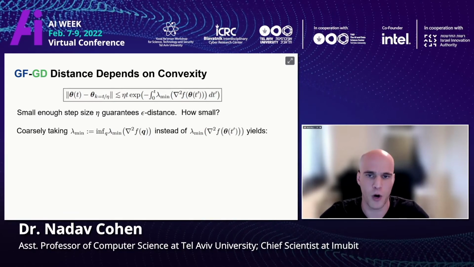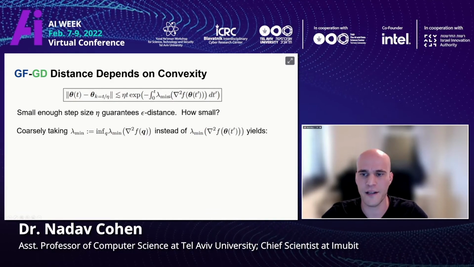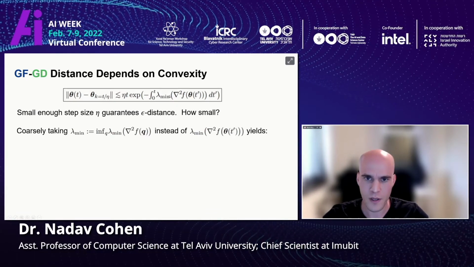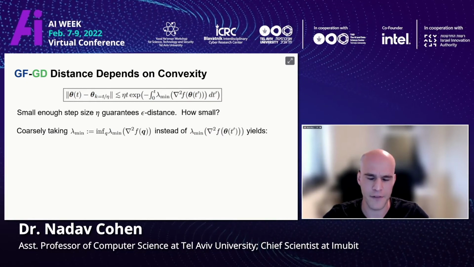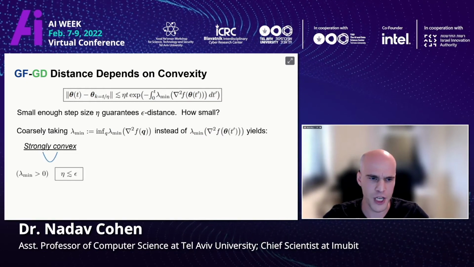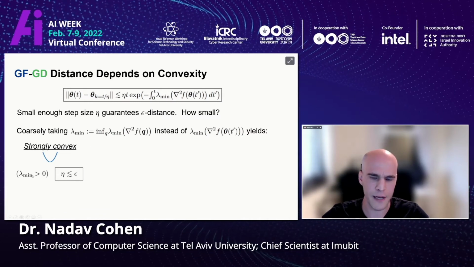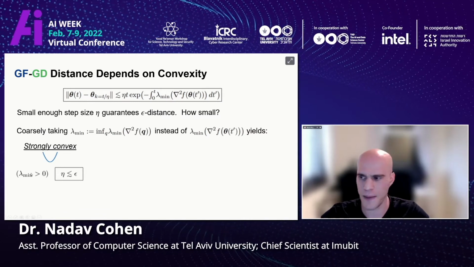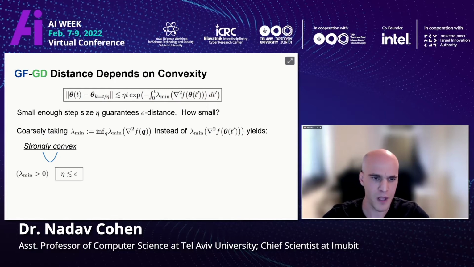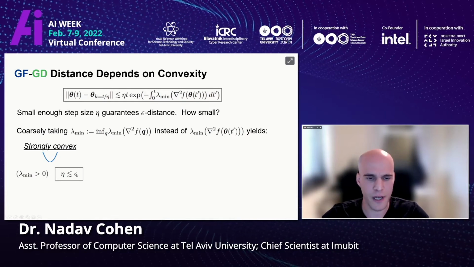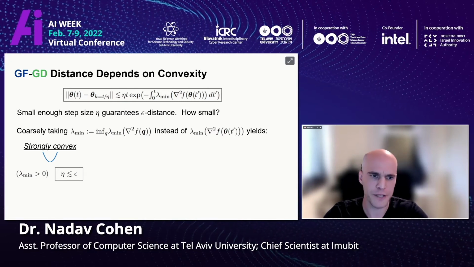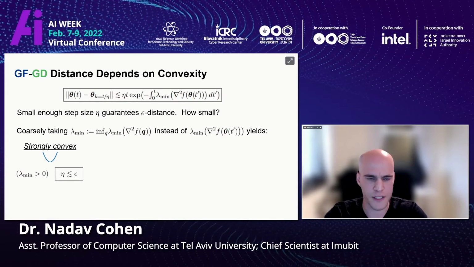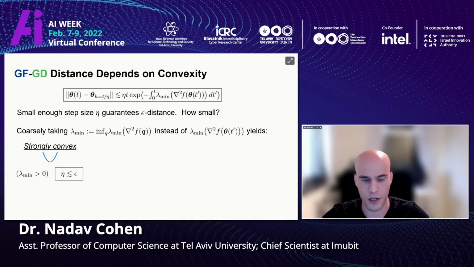So it can only be smaller. Therefore, the right-hand side here will only grow. And the bound that you get depends now on the convexity of the objective function. If the objective is strongly convex, minimal eigenvalue of the Hessian across space is positive, and you get that the step size needs to be on the order of epsilon, doesn't even depend on t, and you're good. So over a strongly convex function, gradient flow and gradient descent are close to one another.